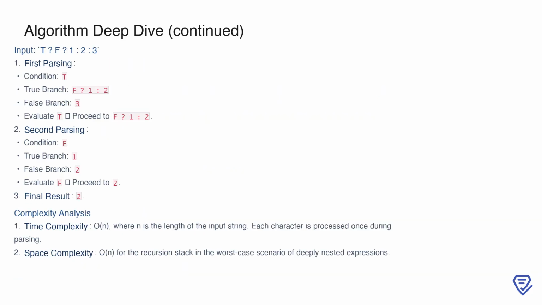Let's walk through an example to see how the algorithm works. Consider the input T ? F ? 1 : 2 : 3. First, we parse the expression. The condition is T, the true branch is F ? 1 : 2, and the false branch is 3. Since the condition is T, we evaluate the true branch next, which is F ? 1 : 2. In this second parsing step, the condition is now F, the true branch is 1, and the false branch is 2. Since the condition is F, we evaluate the false branch, which is 2. At this point, we've reached a constant value, so the final result is 2.